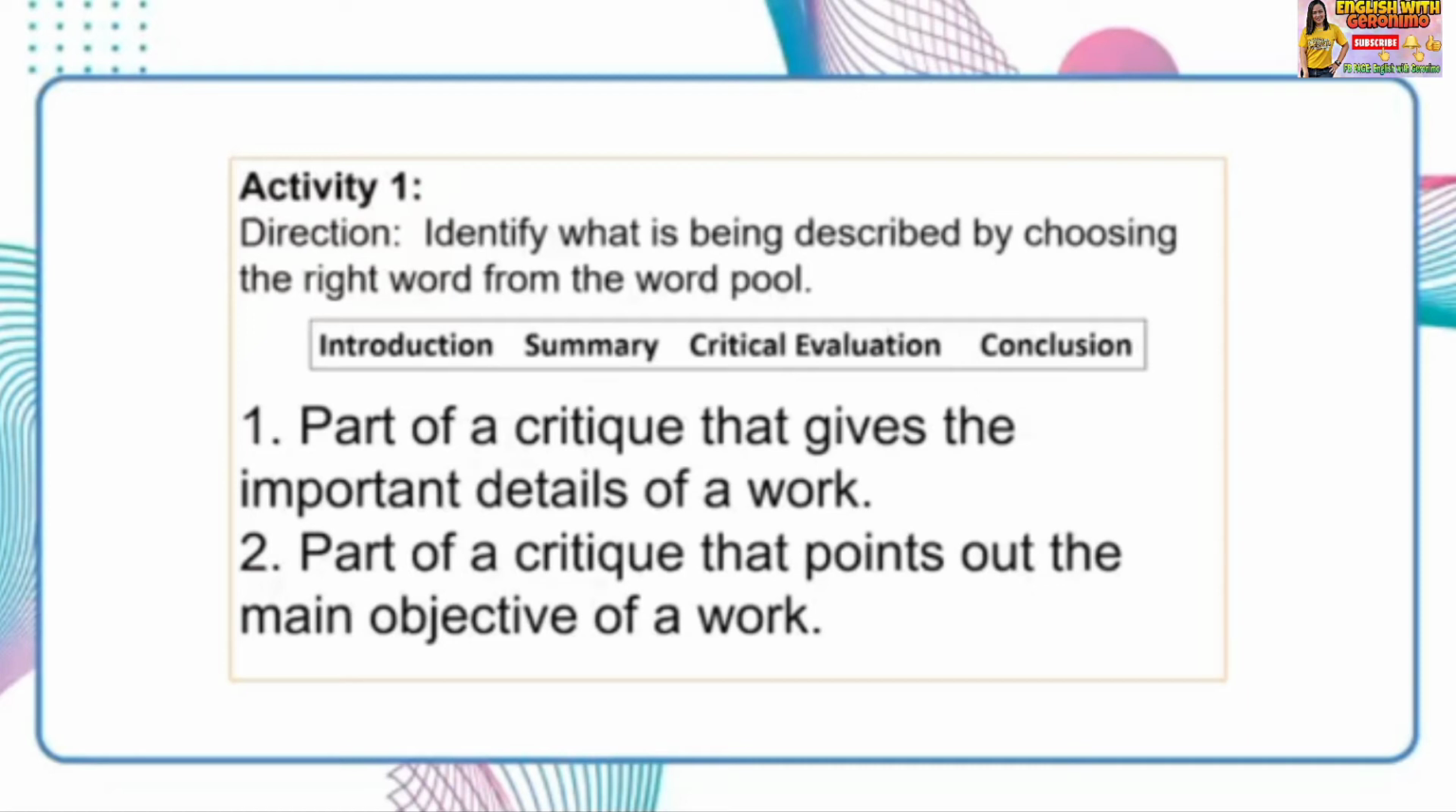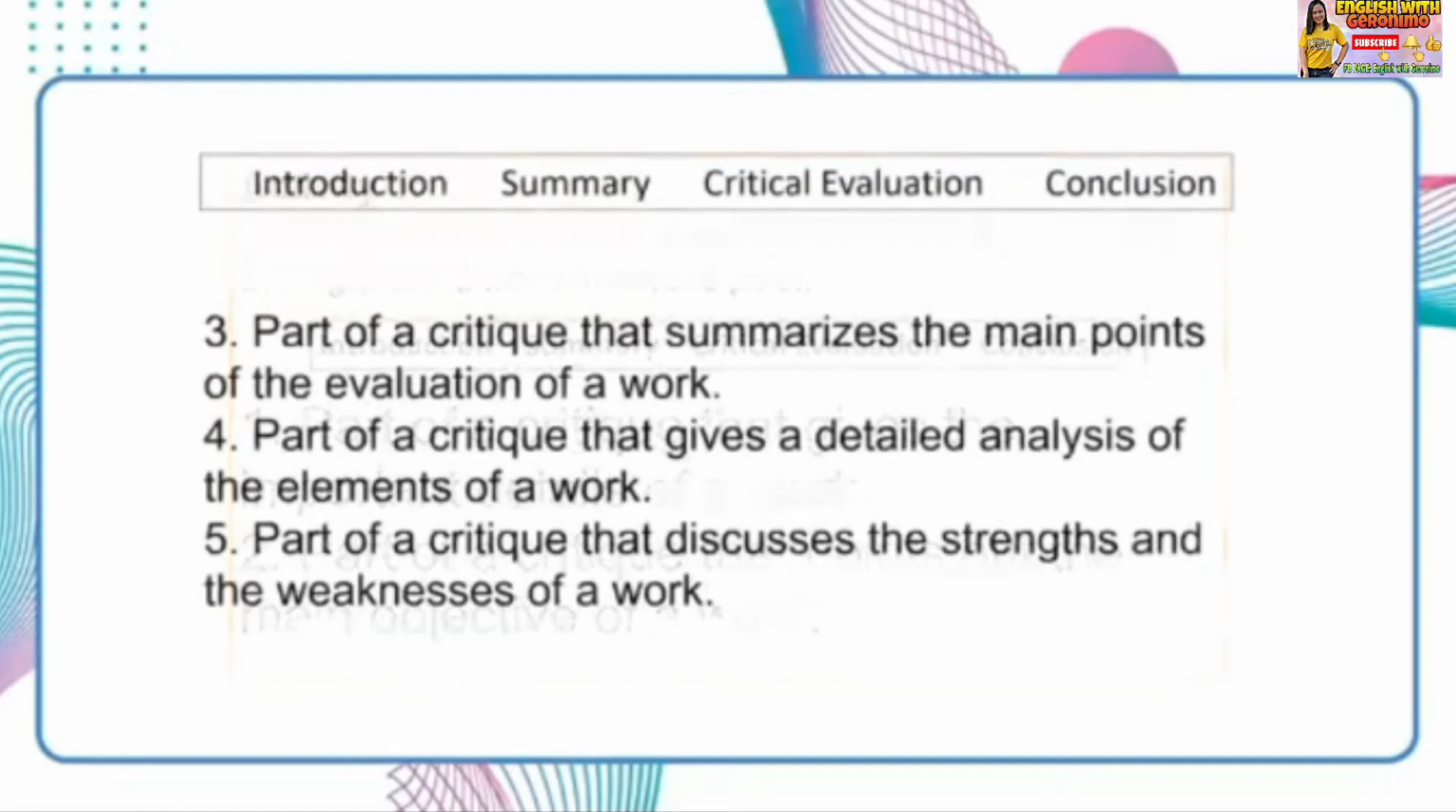Number 1. Part of a critique that gives the important details of a work. Number 2. Part of a critique that points out the main objective of a work. Number 3. Part of a critique that summarizes the main points of the evaluation of a work. Number 4. Part of a critique that gives a detailed analysis of the elements of a work. And number 5. Part of a critique that discusses the strengths and weaknesses of a work.